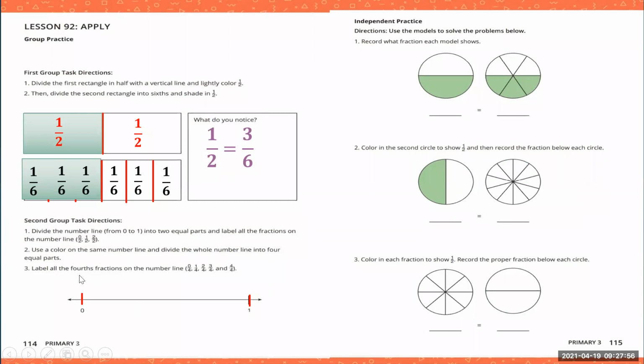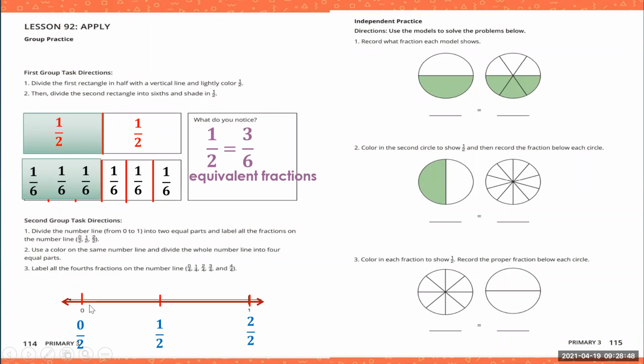Now I have a number line. The second part, I have a number line. It starts at 0 and ends with 1. I want to divide it into 2 equal parts. So let's put our fractions. 0 will be 0 over 2, 1 over 2, 2 over 2. So I have here 0, which equals 0 over 2. And this dash equals 1 over 2. This dash equals 2 over 2.